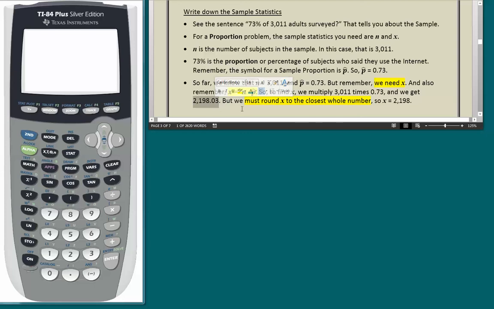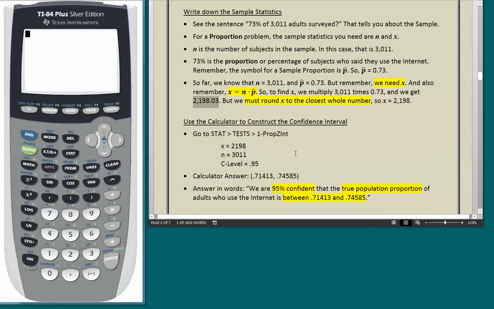2198.03. But we must round x to the closest whole number. So in this case, the closest whole number would be 2198. So we say x equals 2198. And now we're going to use the calculator to construct the confidence interval.